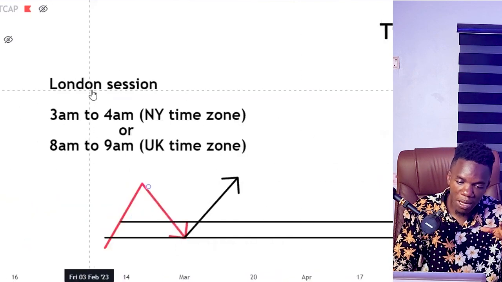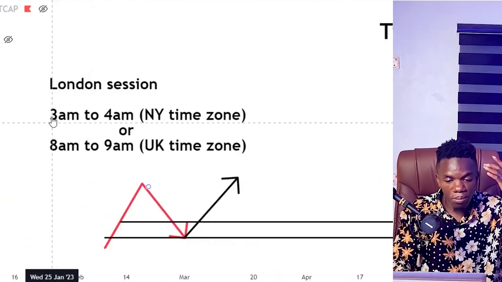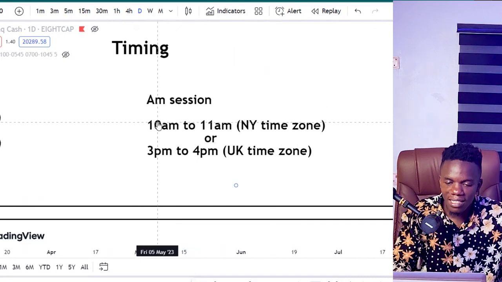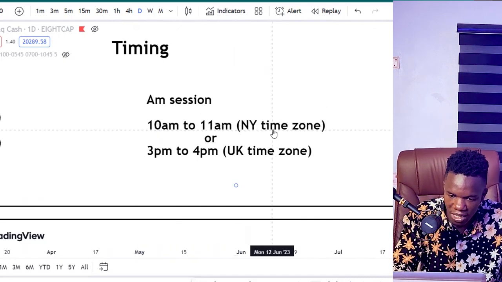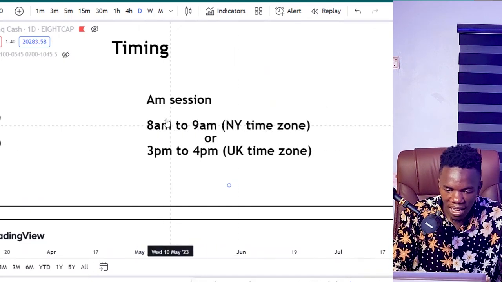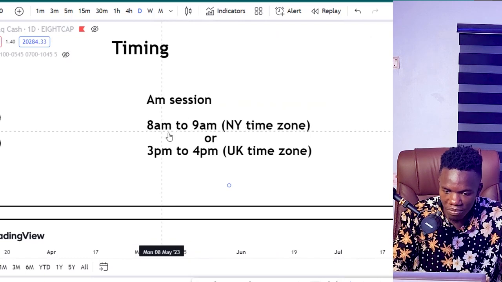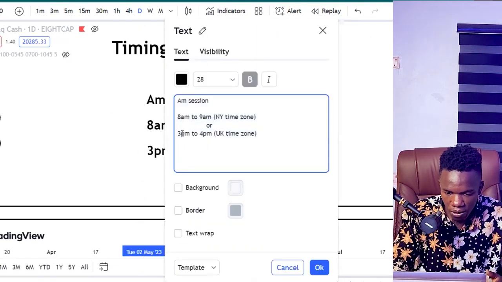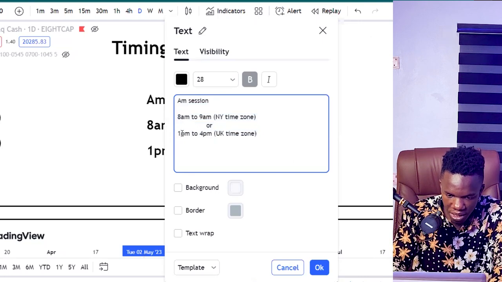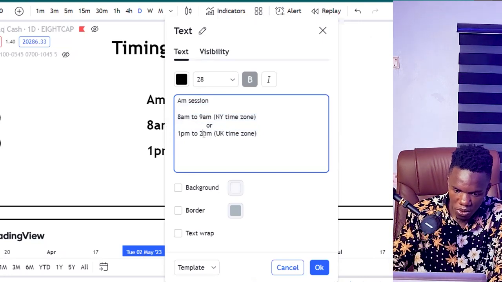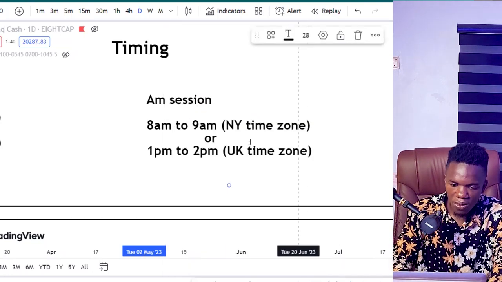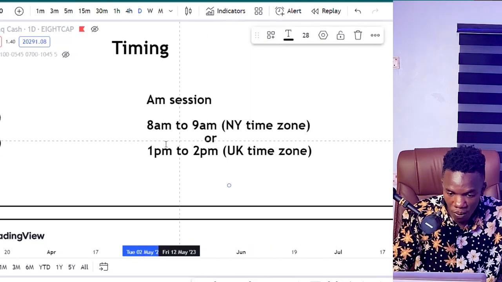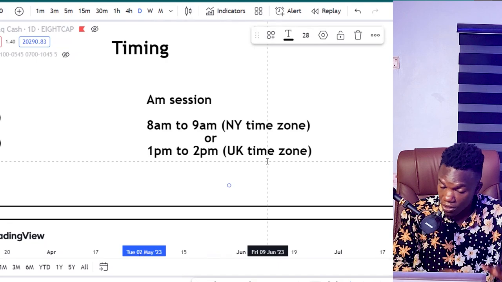If we want to trade the London session, we are looking for the setup 3 a.m. to 4 a.m. But I don't make use of this 10 a.m. to 11 a.m. Instead, this is what I do. I look for the setup from 8 a.m. to 9 a.m. New York session, or if you are from UK, it's going to be from 1 p.m. to 2 p.m. So either 8 a.m. to 9 a.m. New York time zone, or 1 p.m. to 2 p.m. UK time zone.